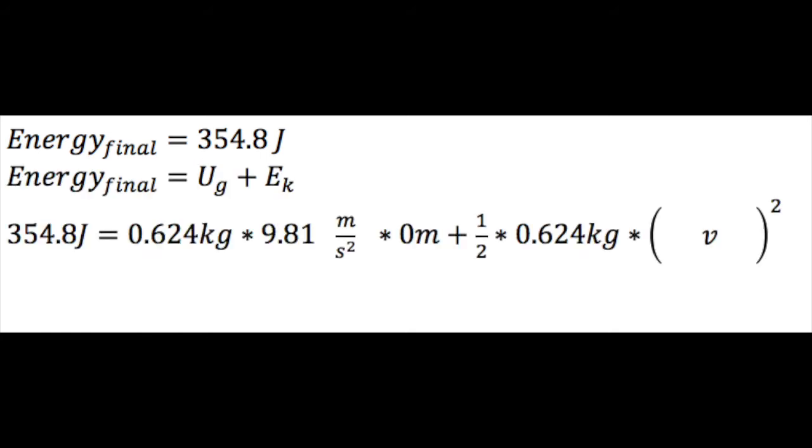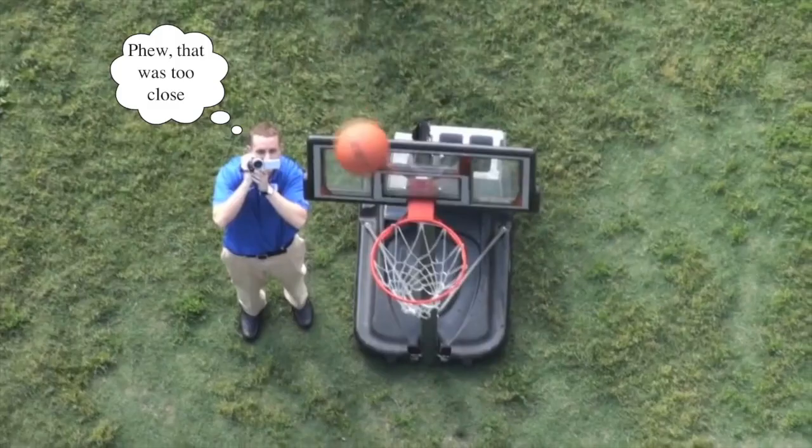Based on this, we can determine the final velocity of the ball to be 33.7 meters per second, which is about 75.4 miles per hour. The basketball is traveling as fast as a car speeding down the highway. It must have been terrifying to have been the camera guy. You're telling me, but I think I see something interesting here.